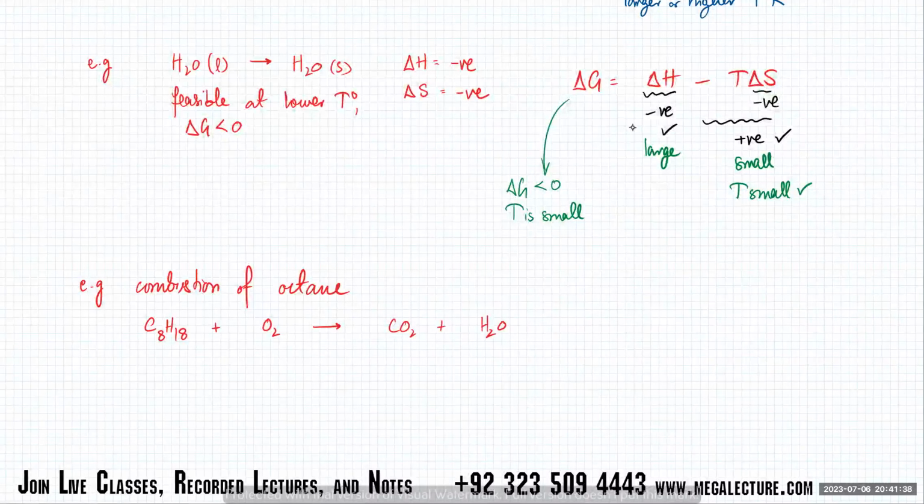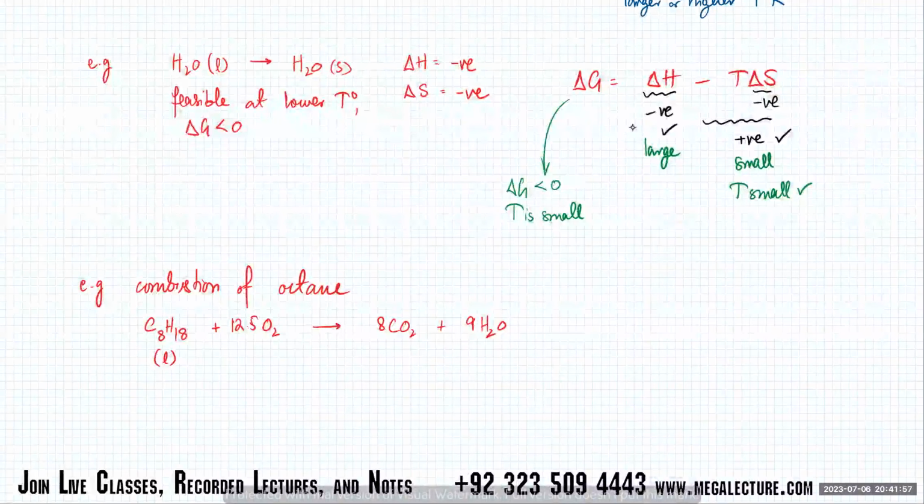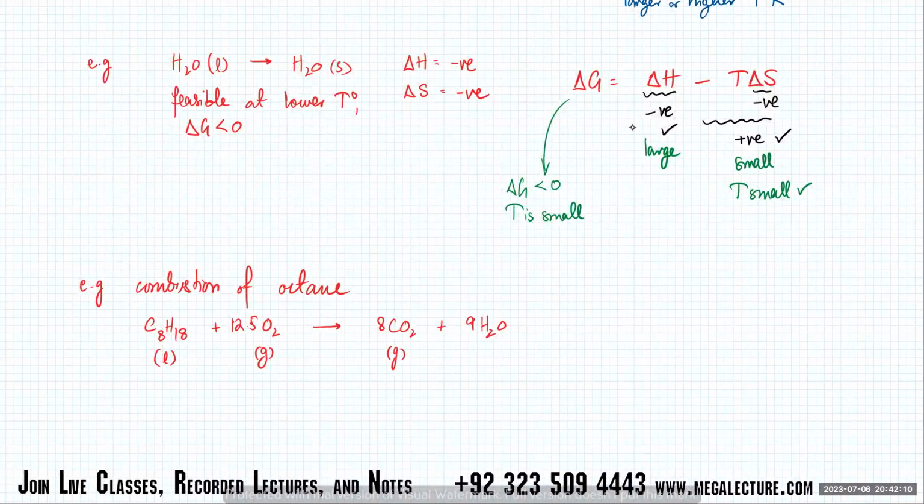And there's going to be 8 carbon dioxide molecules and there's going to be 9 water molecules. This one, let's say, is a liquid. Oxygen is a gas. It's 8 times 2, 16, plus 9, that's 25 oxygens, so 12.5 oxygen gas molecules. And on the other side, you're going to get 8 carbon dioxide gas molecules, and it's happening at a higher temperature. When you burn it, it's obviously at a higher temperature. So this is also gas. Now you can clearly see that this is an exothermic reaction. The enthalpy change is negative.